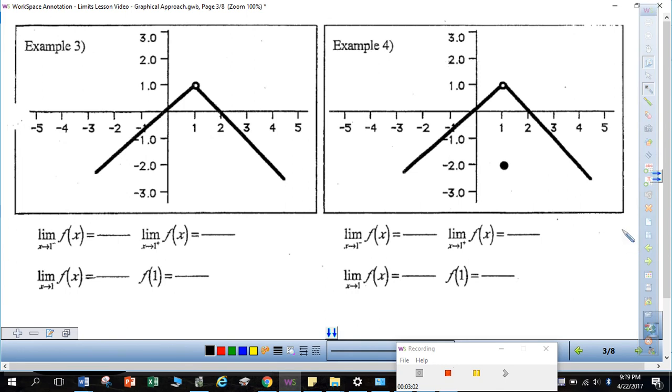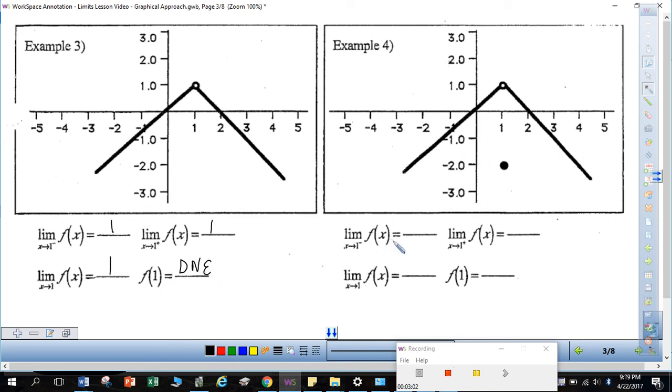Let's look at example 3. Now we're going to approach 1 from the left. The y value is approaching 1. As x approaches 1 from the right, the y value approaches 1. Since it's the same number, we say overall the limit as x approaches 1 from either side is equal to 1. Also, f of 1, the function value when x is equal to 1, does not exist because it's just a hole. We don't see anywhere on the graph. We don't see the closed circle, so it does not exist.